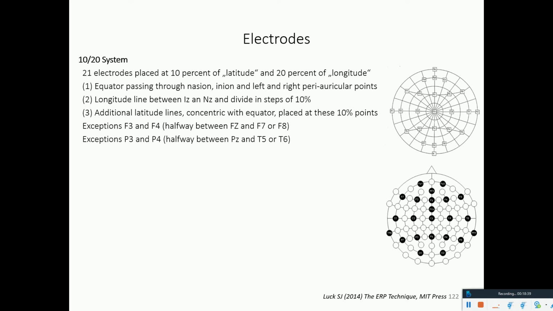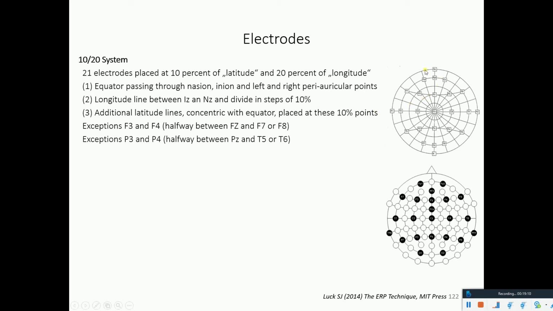So this shows the 10-20 system. It consisted, or still consists, but is hardly used in this pure form, of 21 electrodes, which are placed at 10% latitude and 20% of longitude. These latitude and longitude notions, you might know them from geography.